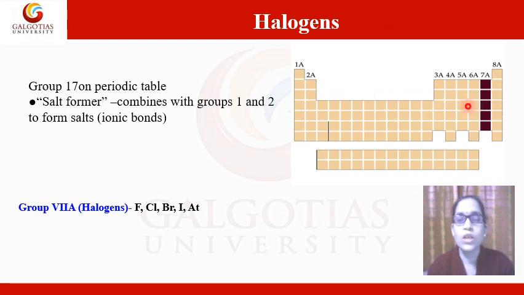Then halogens. Group 17 or group 7A elements are called halogens. They form salts. They combine with group 1A and 2A elements to form salts, forming ionic bonds with them. Examples are fluorine, chlorine, bromine, iodine and astatine.